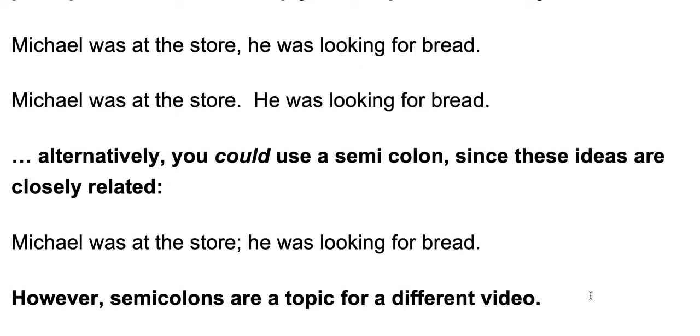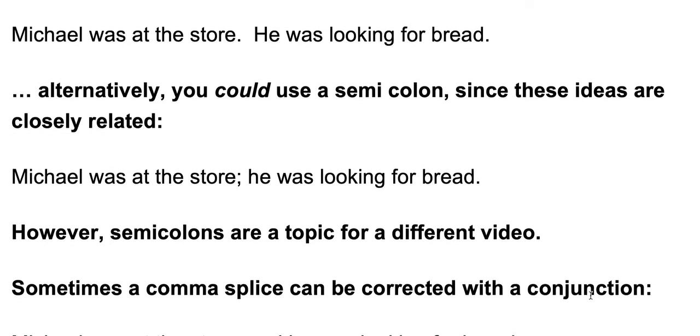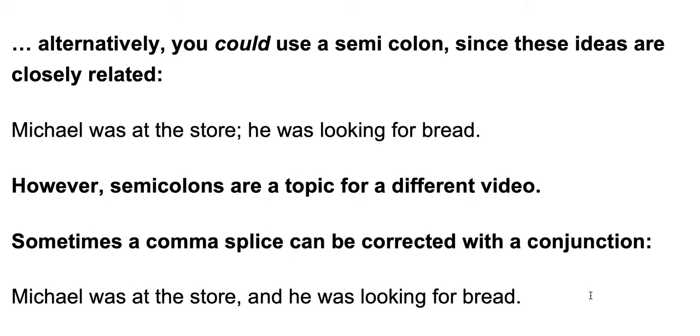Semicolons are a topic for a different video. I'm not trying to complicate this. I'm just trying to show that there are different ways of playing with your sentences to try to get them to do what you want them to do. So the best way, I think, in this case to correct this comma splice is with a conjunction. Michael was at the store, and he was looking for bread. There's my conjunction. I have my comma before it.